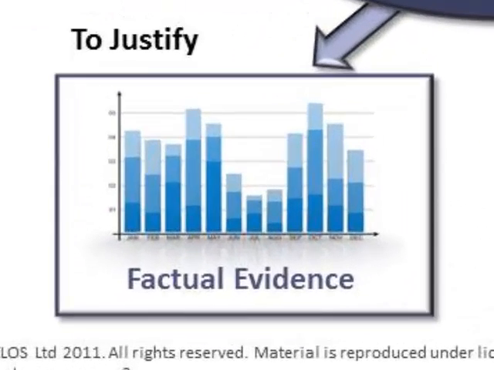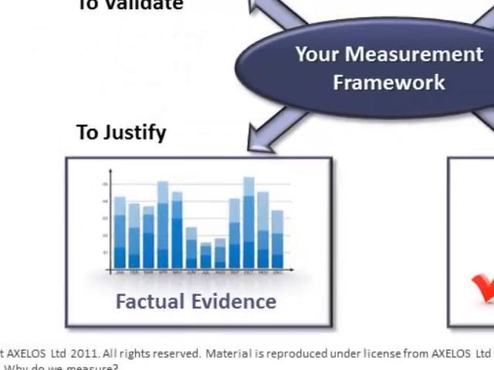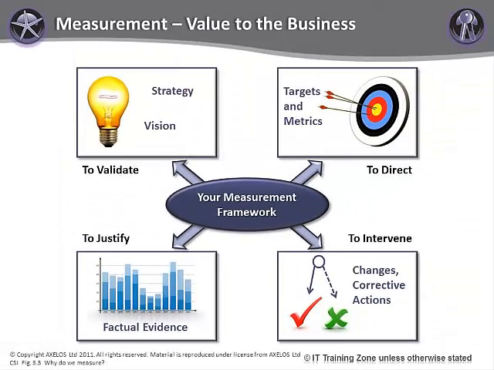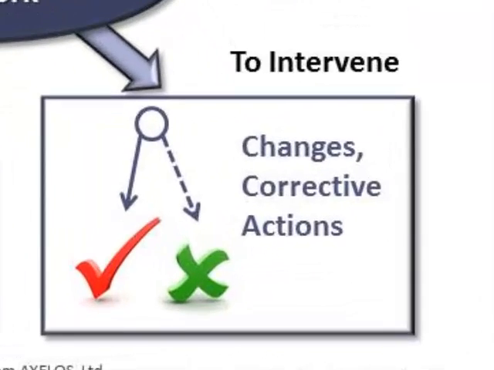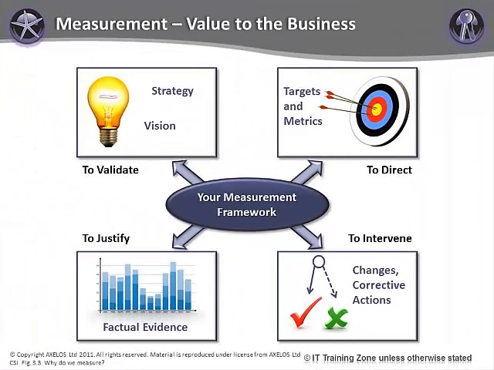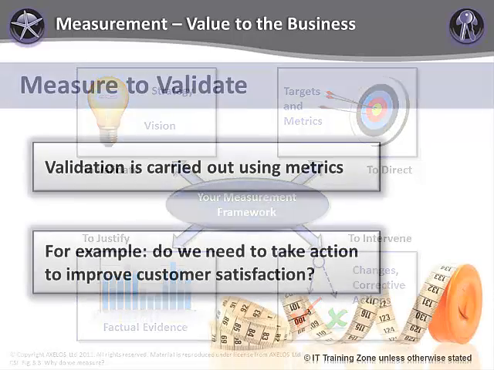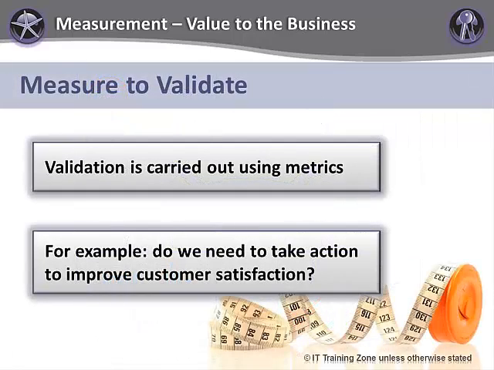Measure to justify. Monitoring and measuring to justify with factual evidence or proof that a course of action is required. And measure to intervene. Monitoring and measuring to identify a point of intervention, including subsequent changes and corrective actions. Let's look at these reasons to measure in more detail.